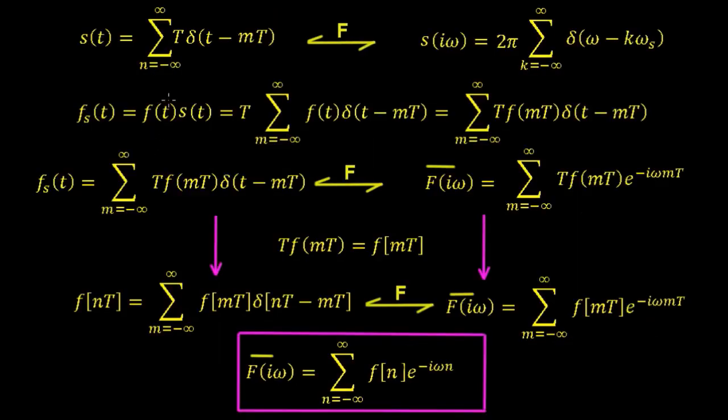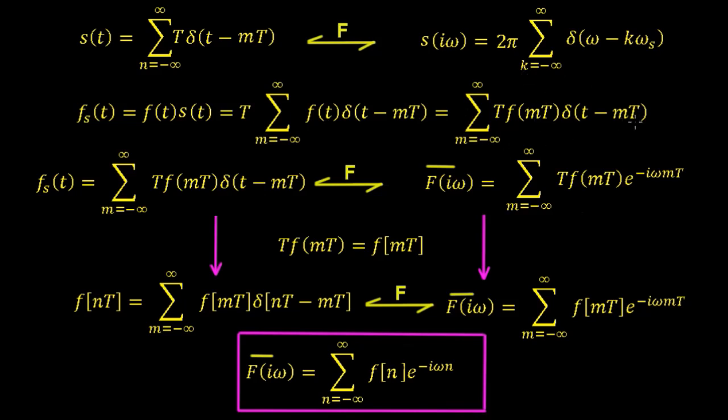So we take our function f of t and multiply it by our impulse train s of t, and we get our sampled function f_s of t, and that's this function here. Now a thing to note here is that this f of t is a function of a continuous variable t, but it only exists at discrete points, and the discrete points are given by the impulse train, and those discrete points are going to be values mT. So it means that we can replace this t here with our value mT.